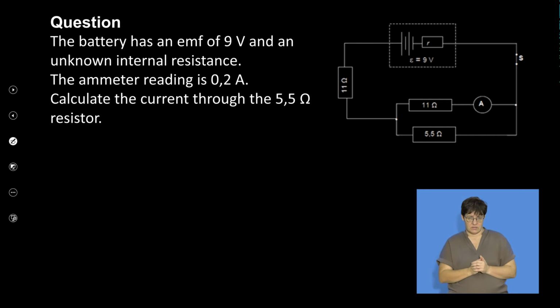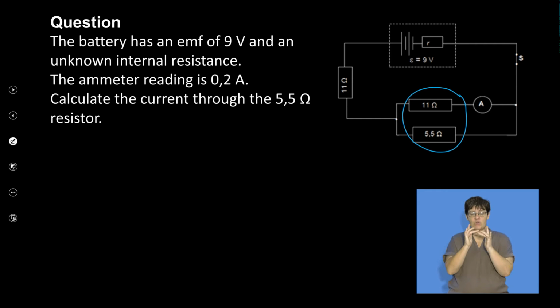Okay, so what do we have here? We know that these 2 resistors are actually connected in parallel to each other. So if we have the current that goes through the 11 ohm, we can also get the current that goes through the 5.5 ohm. But remember, the 11 is double 5.5. So whatever current goes through 11 ohms is equal to half the current that goes through the 5.5 ohm. So we can do this in many ways.